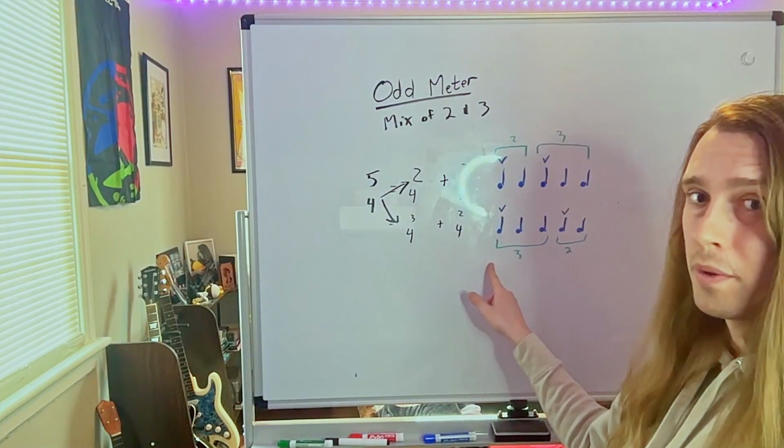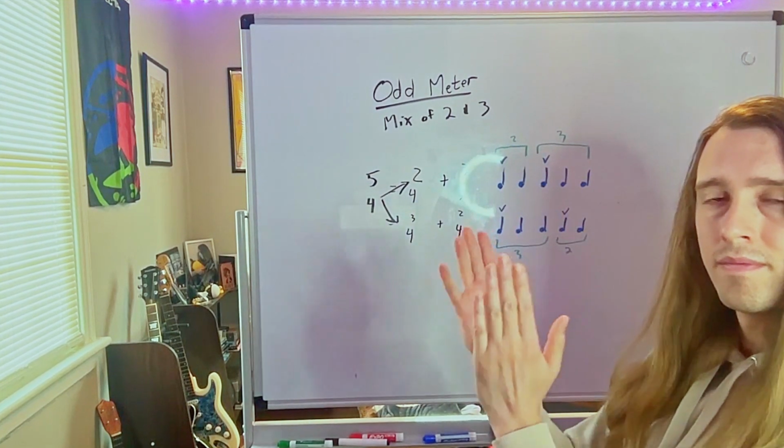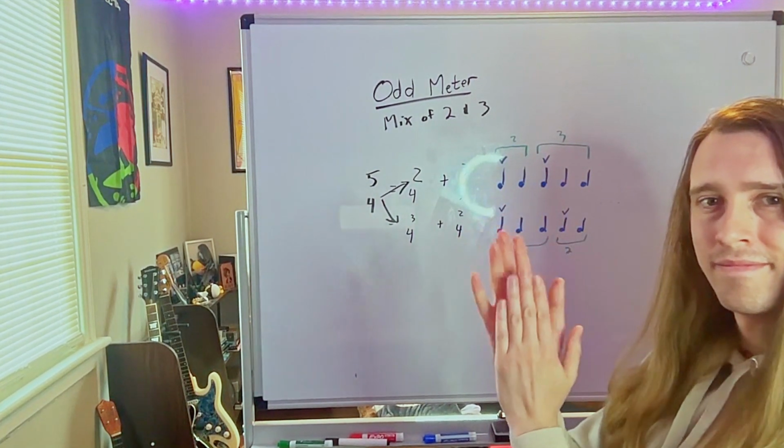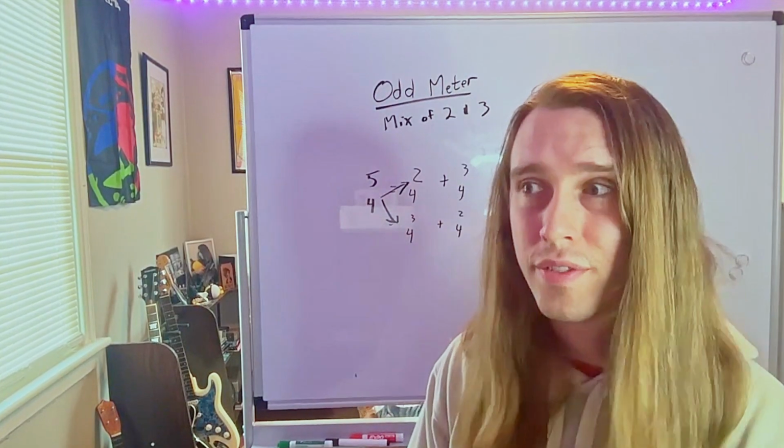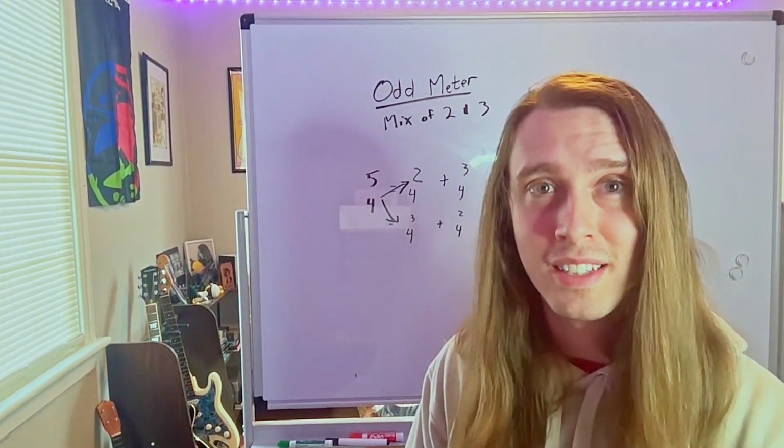Likewise, I can do a group of 3 or a group of 2. Fun fact, the Mission Impossible theme song is written in 5/4. Dun, dun, dun, dun, dun, dun, dun, dun. Here's what they do. Moving over to this side again.